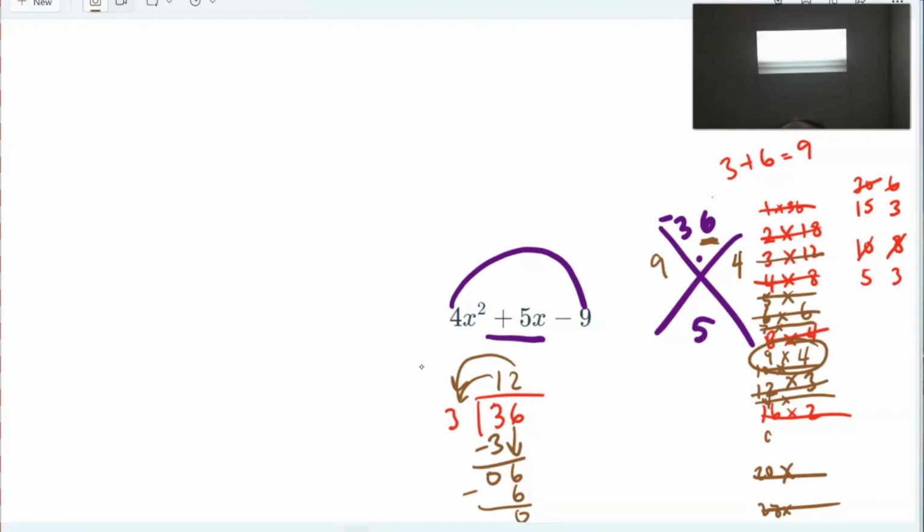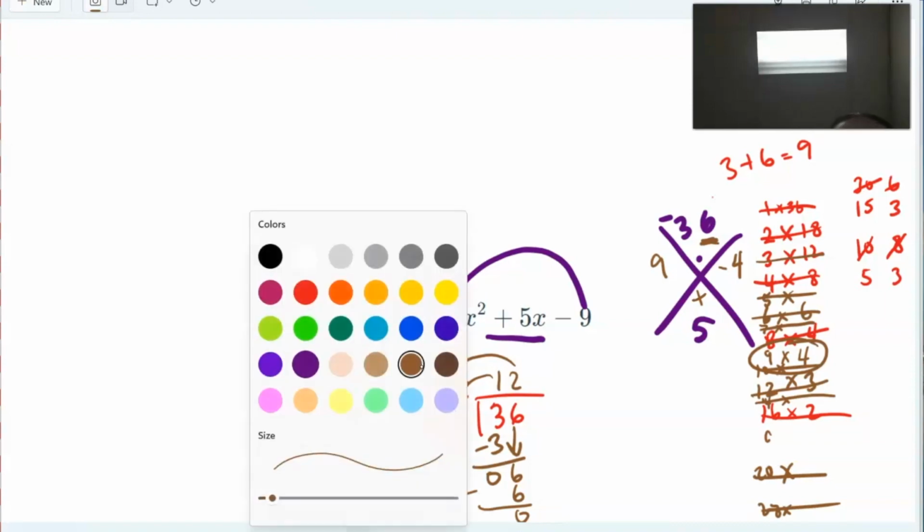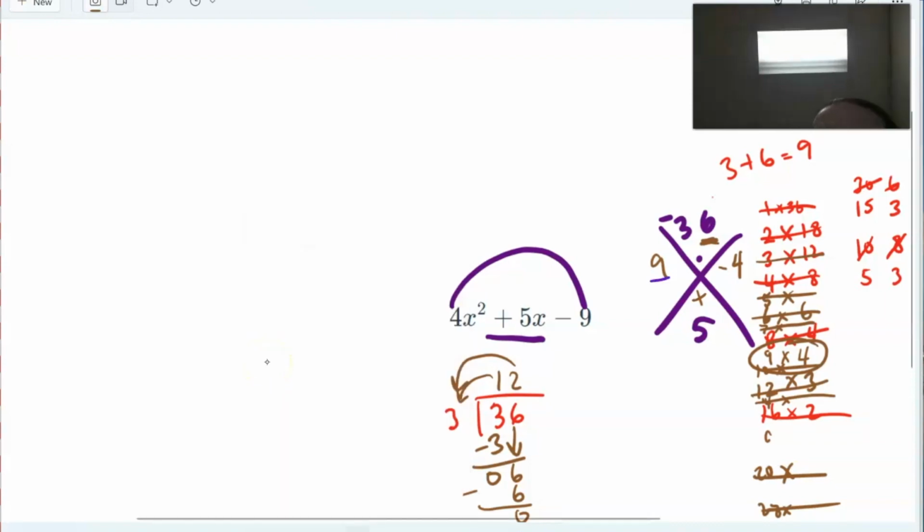All right, so what do I need to give me a negative 36 and a positive 5? So I need positives to win. So if positives are going to win, the negative needs to go with that. Let me check it. 9 times negative 4 is negative 36. 9 plus negative 4 is positive 5. So these are my two numbers. Then my next step is to divide by a. And what's a? A is 4.